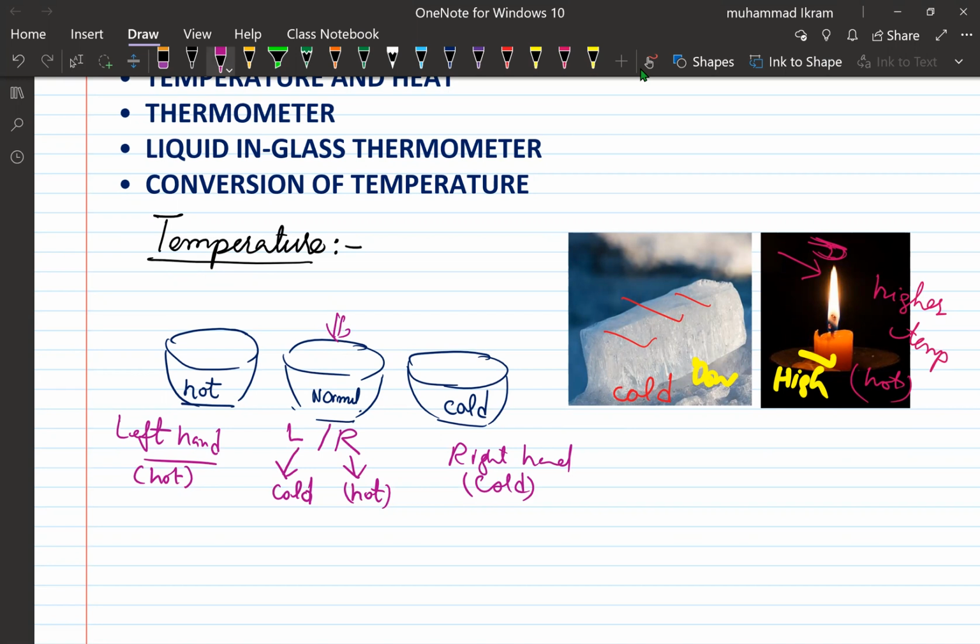Now, since this has a temperature greater, for example, T1, T2, and this is T. So here what is happening? T1 is greater than T2, and here T2 is greater than T. The hand which was feeling hot before, now heat will transfer from your left hand to this normal water, and your left hand will feel cold. And similarly, the hand which was feeling cold now will gain heat energy from the normal water because it was cold. So it will feel hot now. So this is why our sense of temperature is not very much reliable.